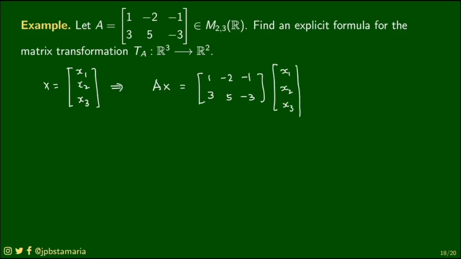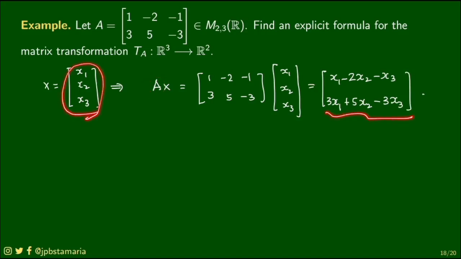If you perform this multiplication, as you can see, what results is a 2 by 1 matrix. And the 2 by 1 matrix can be calculated as follows. You take rows by columns, then rows by columns. So for the first entry, we get x1 minus 2x2 minus x3. The second entry will be 3x1 plus 5x2 minus 3x3. Therefore, upon multiplying A to the left of this vector, we have obtained the following vector.